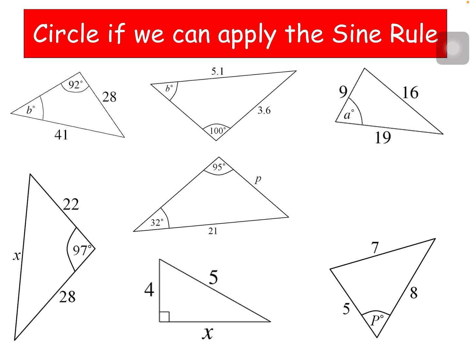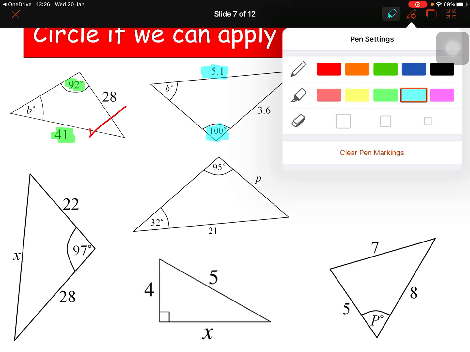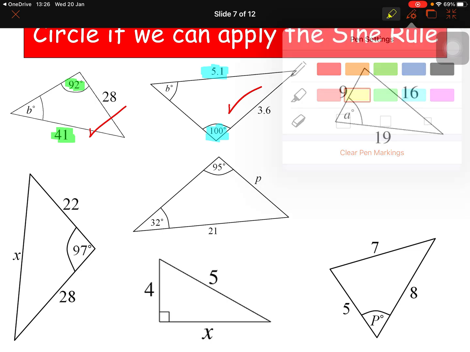So pause, and tell me if we can or cannot use them. Okay, right. Let's have a look then. So, first one. I've got 92 degrees and I've got a 41. They are opposite each other. Therefore, yes, I can definitely use the sine rule. The next one. I have a matching pair. I've got 100. I've got 5.1. As long as I've got a matching pair, I can use the sine rule.